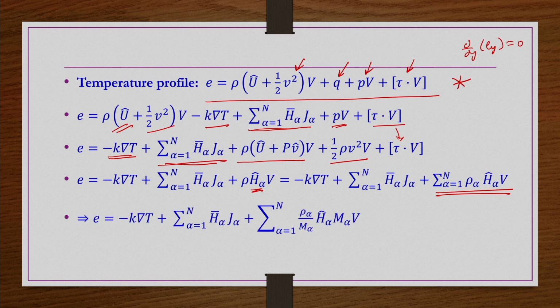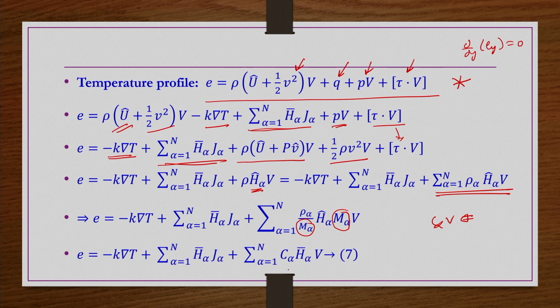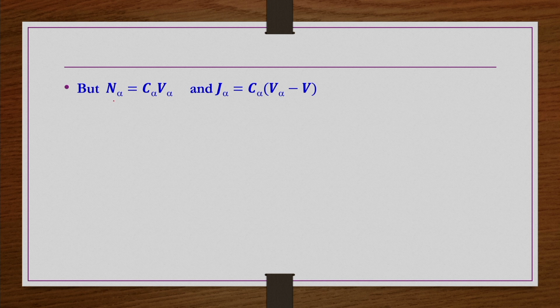Okay. Now in the next step, this term we are multiplying by the molecular weight of that component alpha and then dividing by the same. Why are we doing this? Because we can write rho alpha by M alpha as C alpha, and then for that C alpha V we can have a relation in terms of the flux. That is the reason. So C alpha H alpha bar V we are having here. But we know that n alpha is equal to C alpha V alpha, and J alpha is equal to C alpha multiplied by V alpha minus V. This we have already seen in the beginning, in the first lecture of the mass transfer part, right.